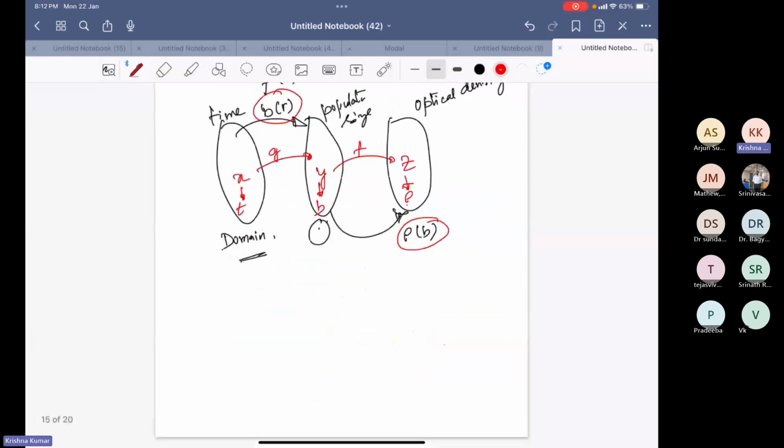Is that clear? So we are going in for a composite function. Are there any questions? Composite functions. I mean, the English word is complex, so it becomes a composite function. Right.